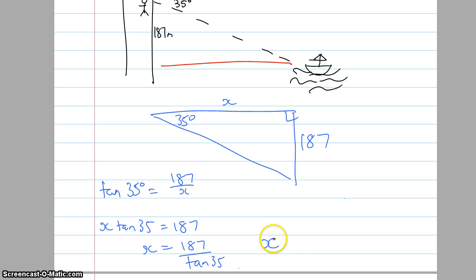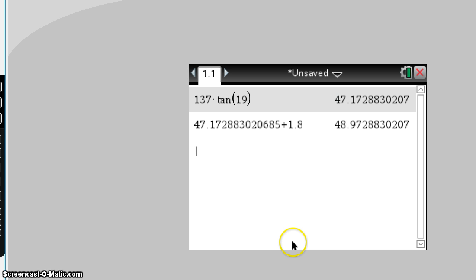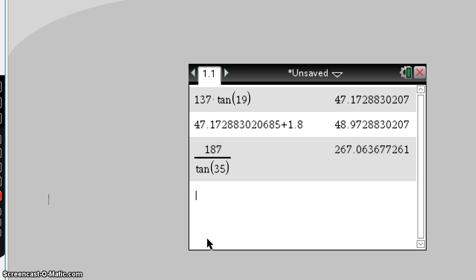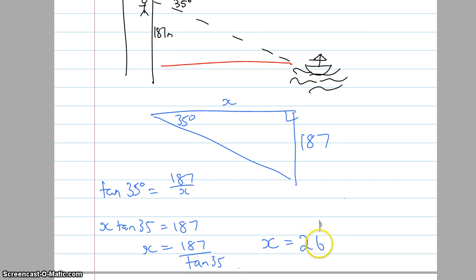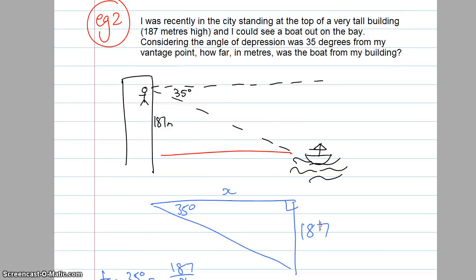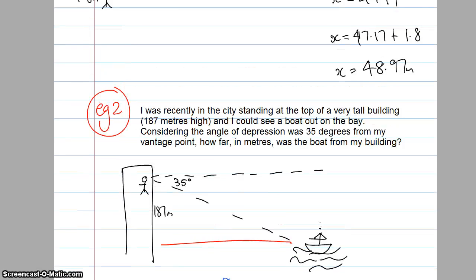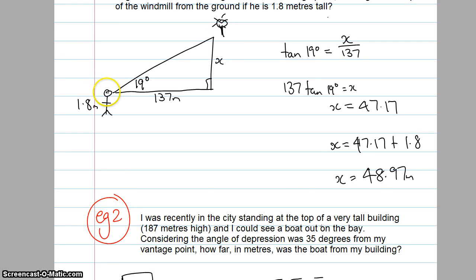Okay, and again, I put that in on my calculator. 187 divided by tan 35. And I get 267.06. And that would be metres, which is actually not really a long way away, is it? Anyway, that's the situation that I found in this case here. So 267 metres away.